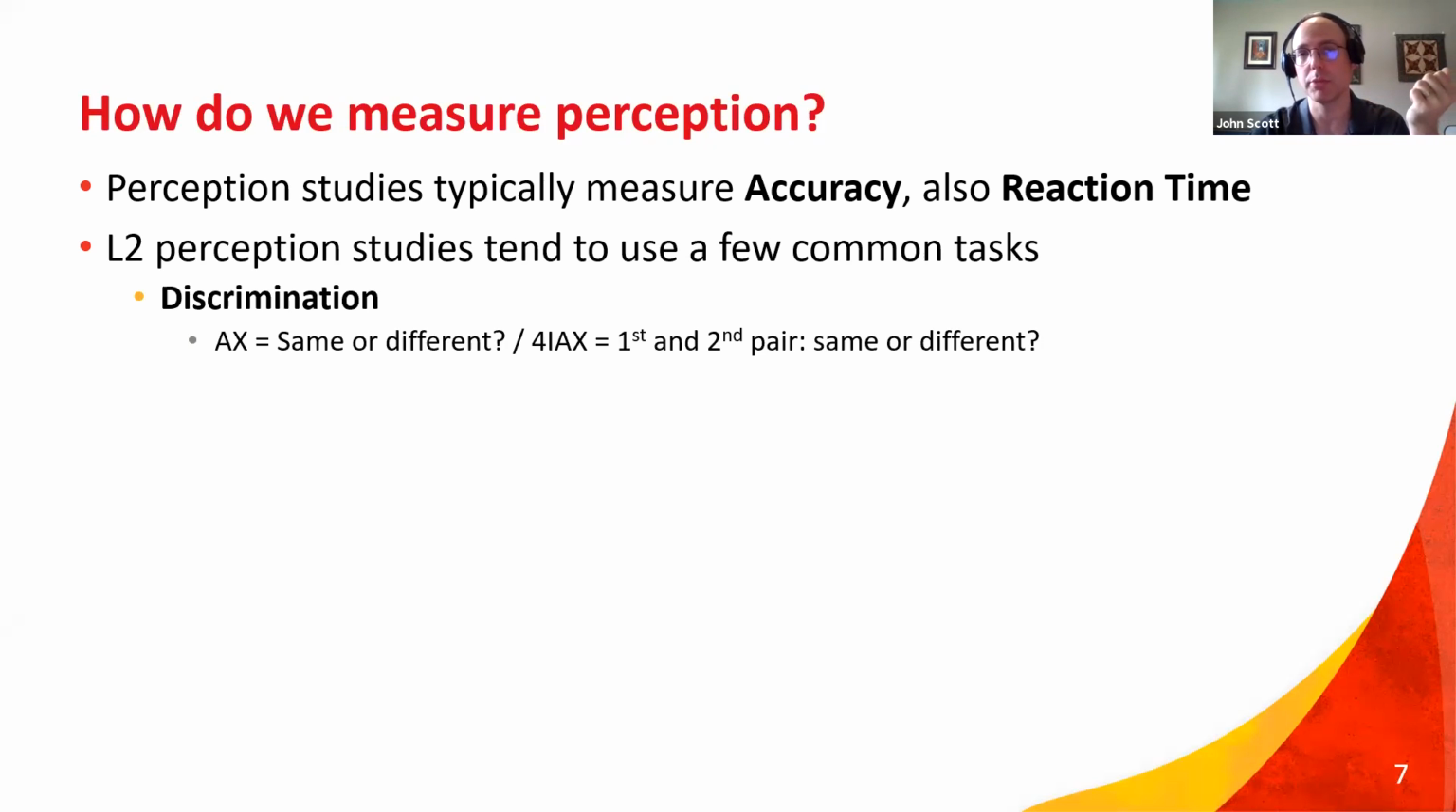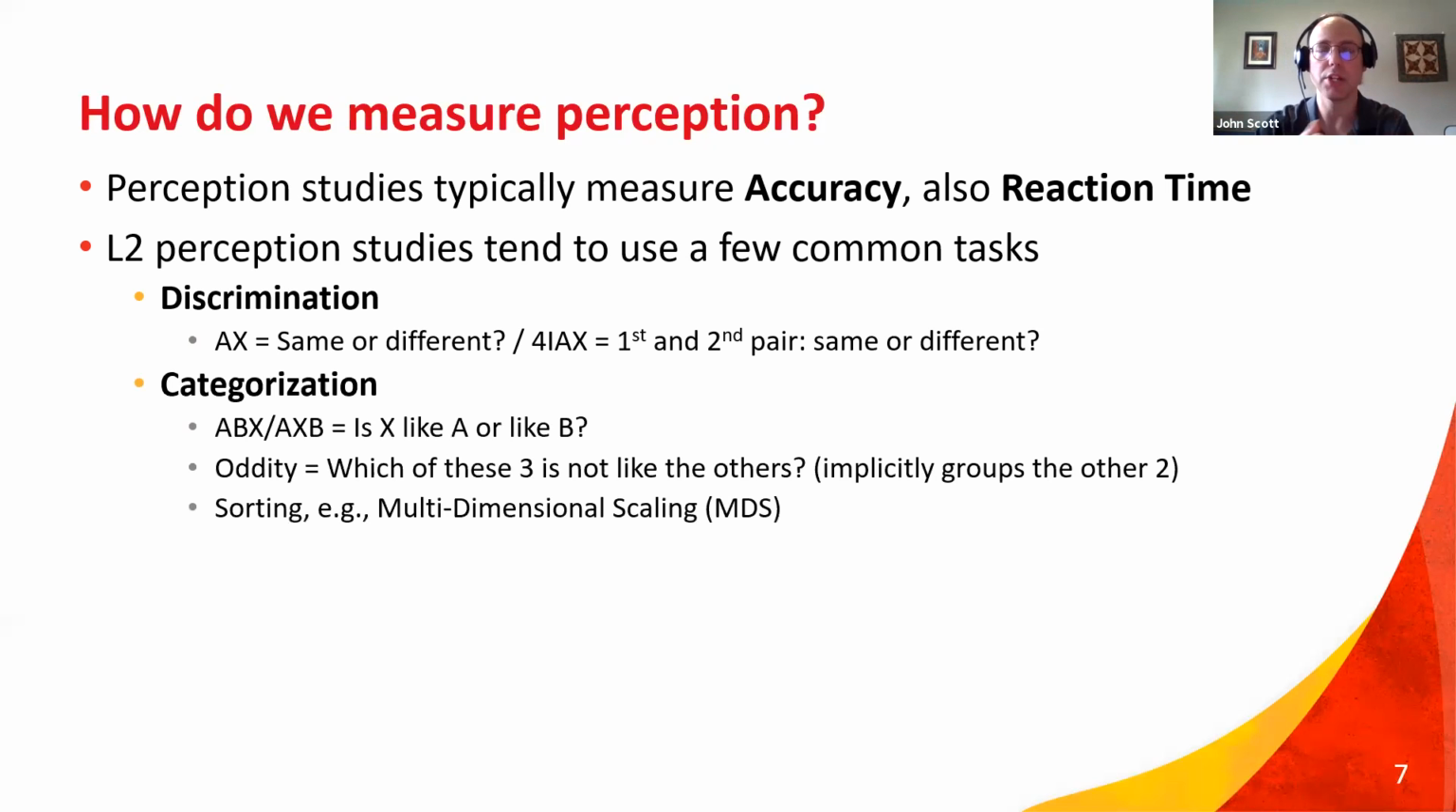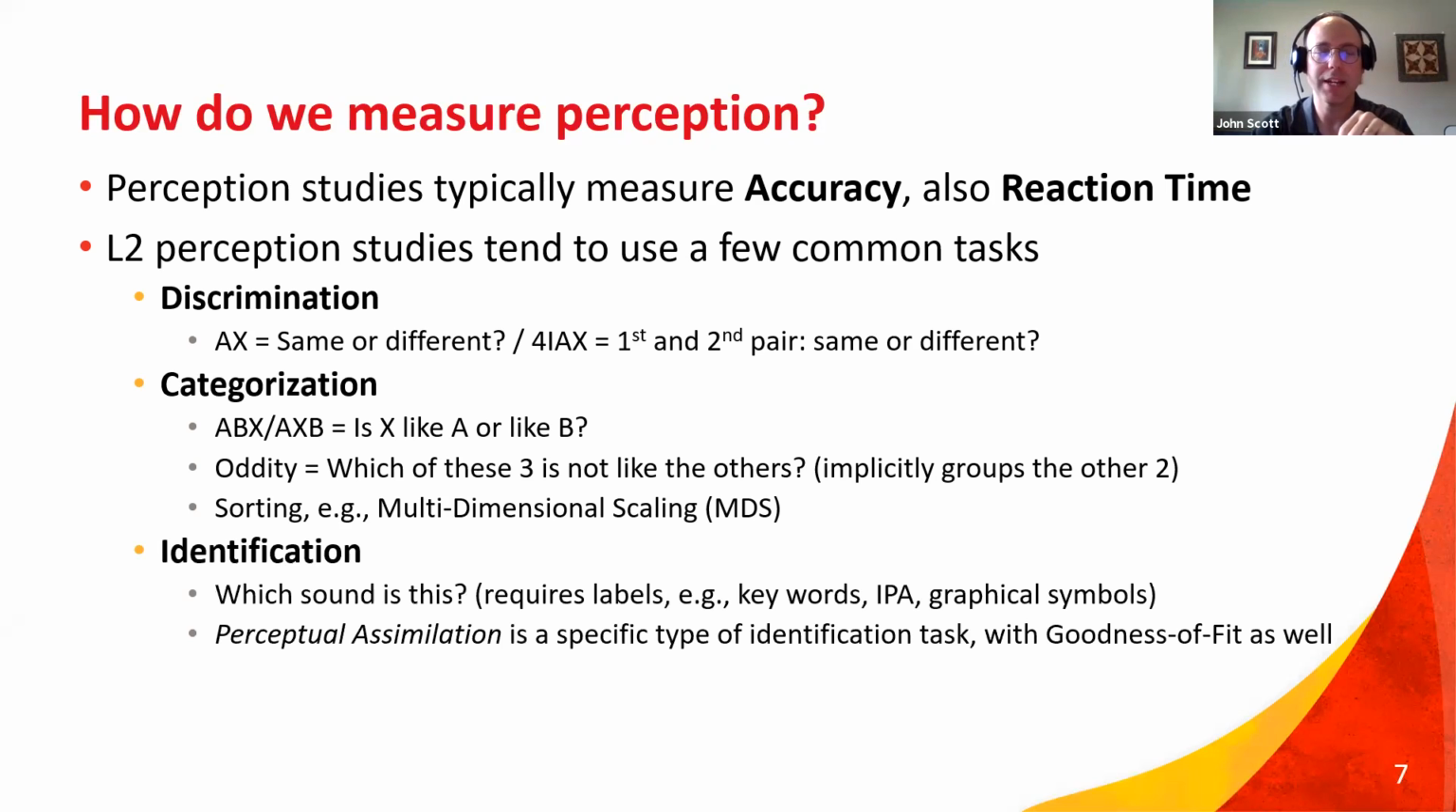One family would be the discrimination family. Can you tell these two sounds apart? Categorization is related, but involves grouping sounds together. So it's kind of forming an abstraction, which may be at various levels. And then we have identification, which is to indicate which sound we think something was. And if you've heard of perceptual assimilation, that's where this fits in the general family of things. We're identifying a sound, but we also pair it with goodness of fit.